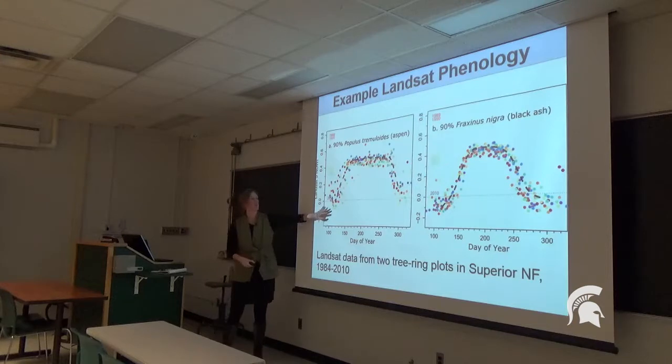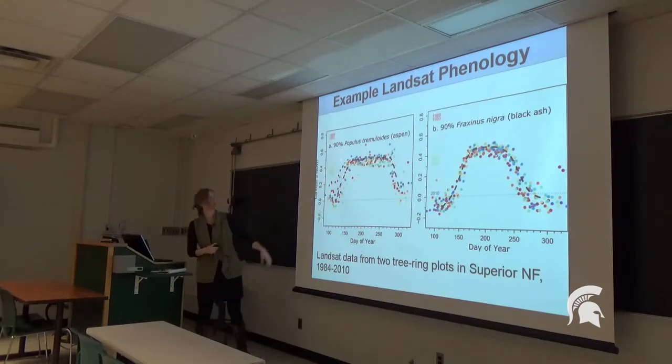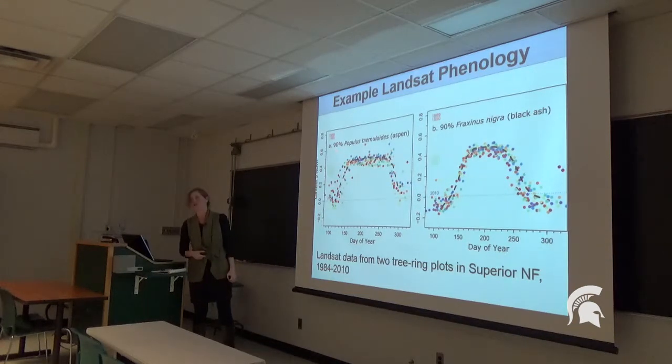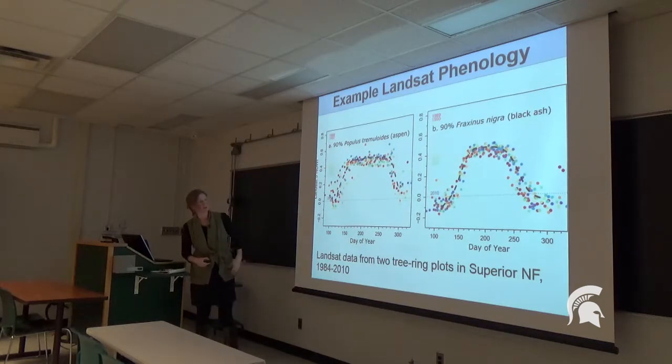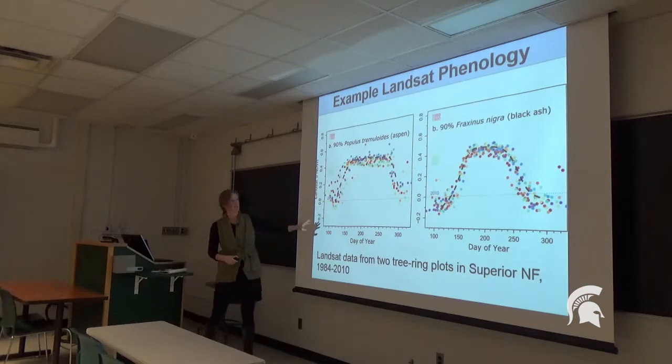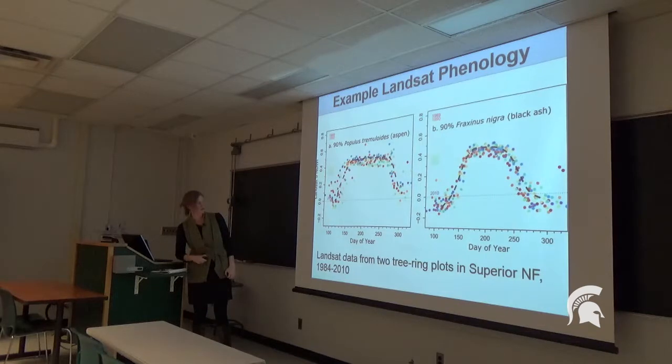So these are two of our plots in the Superior National Forest. This one is dominated by 90% trembling aspen. You know, we have all the data for these, so we can say that we know what they are. This is a plot that's 90% black ash. And this just highlights the mean phenology, so day of year 100 to 300.